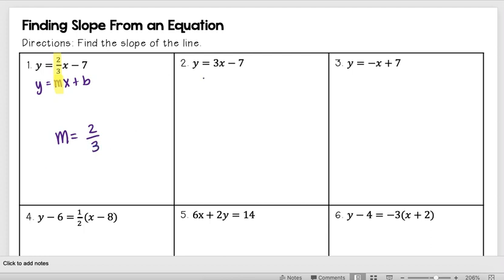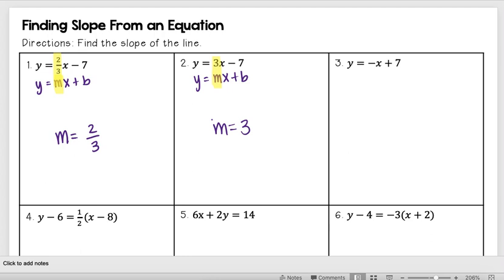Okay, my next one, let's go about it the same way. So I'm going to write y equals mx plus b down below. I want to see where my m matches up, and that's with the 3. And so my slope here is 3. So your slope is always just that number in front of x, but you need to make sure it's in this form first. Okay, go ahead and pause the video.